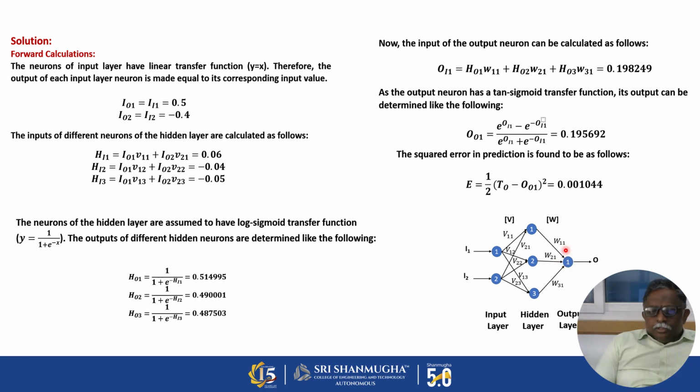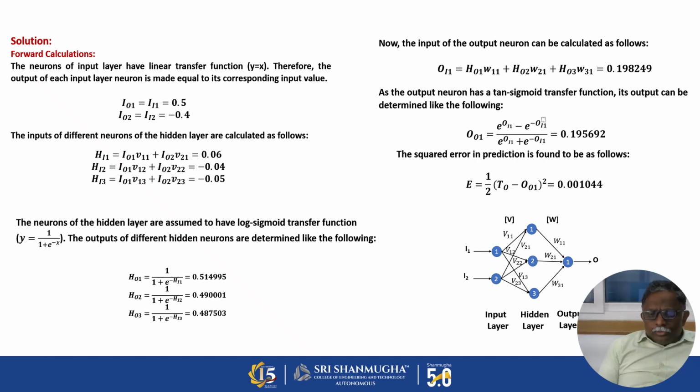Okay. So we want to find out O1, that is, the output of the output layer. The output of the output layer is given by the tanh function. If you put this value over here, we get 0.19563. So the error can be calculated based on this formula of target minus predicted. Based on this formula, this is the error that we got in the feed forward calculations.